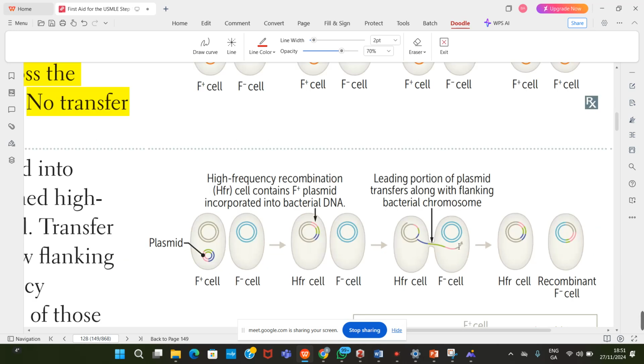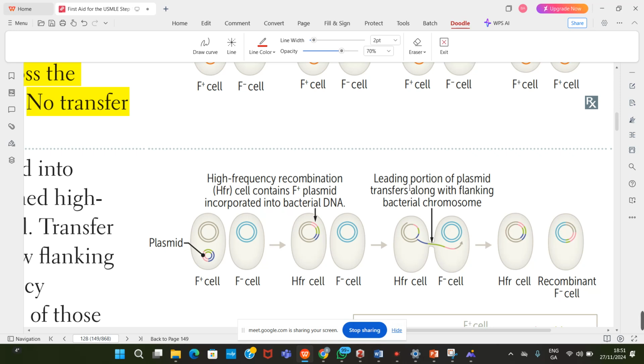Do we get that? Do you understand that? Hello? The leading part, the other part is like... Yeah. But what happens to the Hfr cell? Will it still retain its DNA?